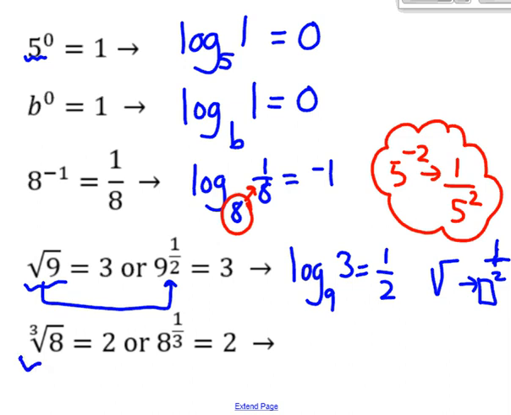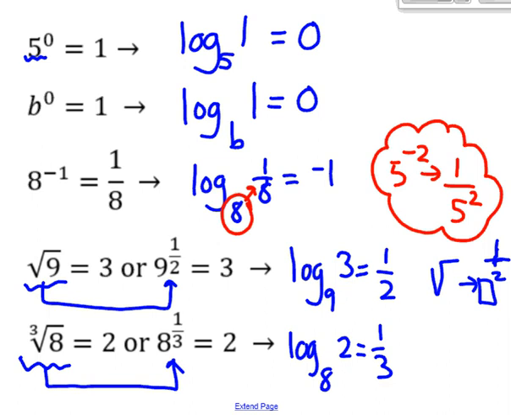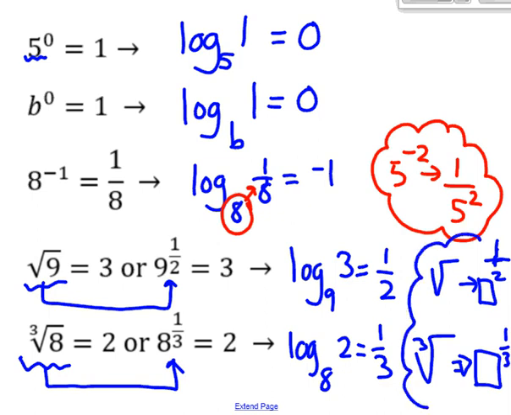Okay, and the last one was cubic root. So when you see cubic root, you have to change it into the exponent form. And so you know the log in base 8 of 2 is equal to the exponent 1/3. So again, you have to remember that cubic root is the same as exponent 1/3. Okay, so that's just reviewing what we did with radicals earlier in chapter 1.